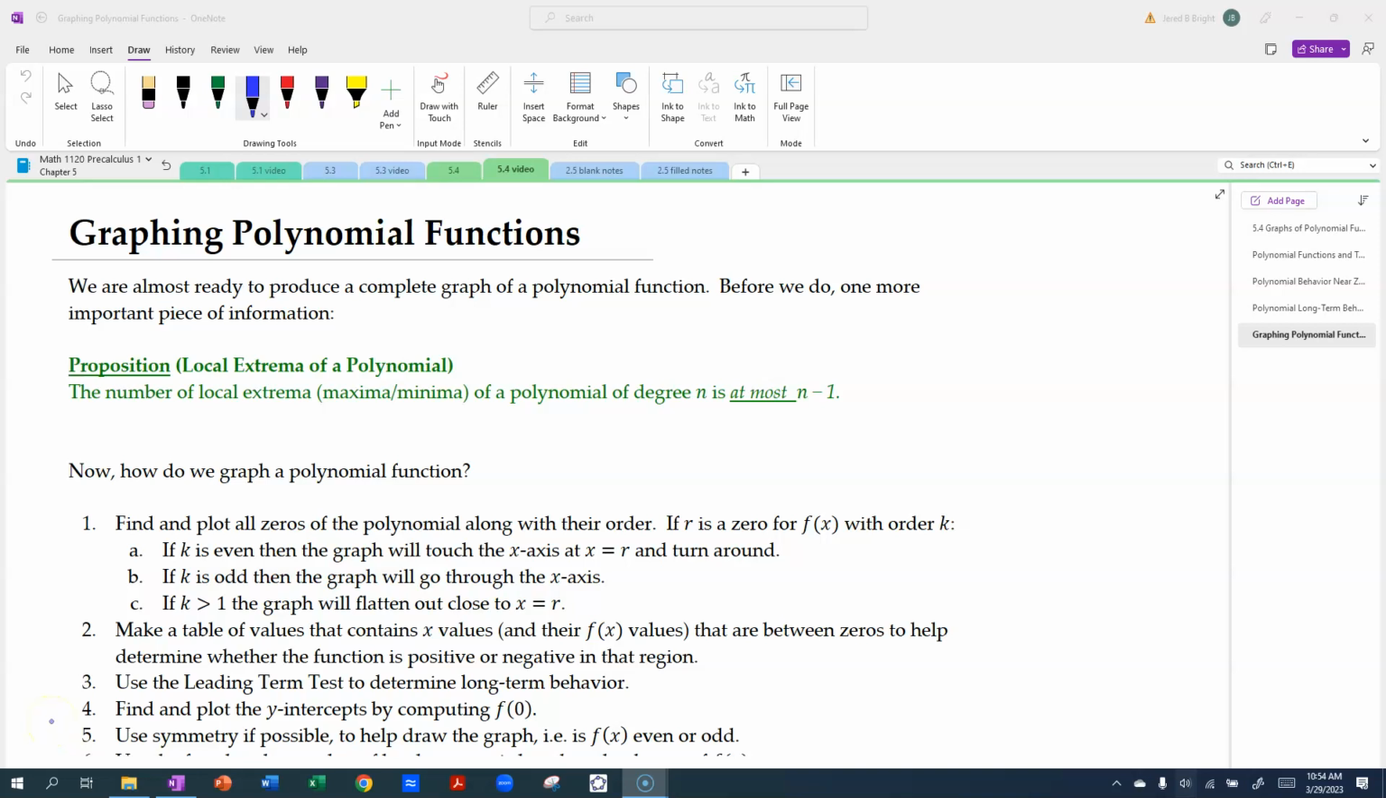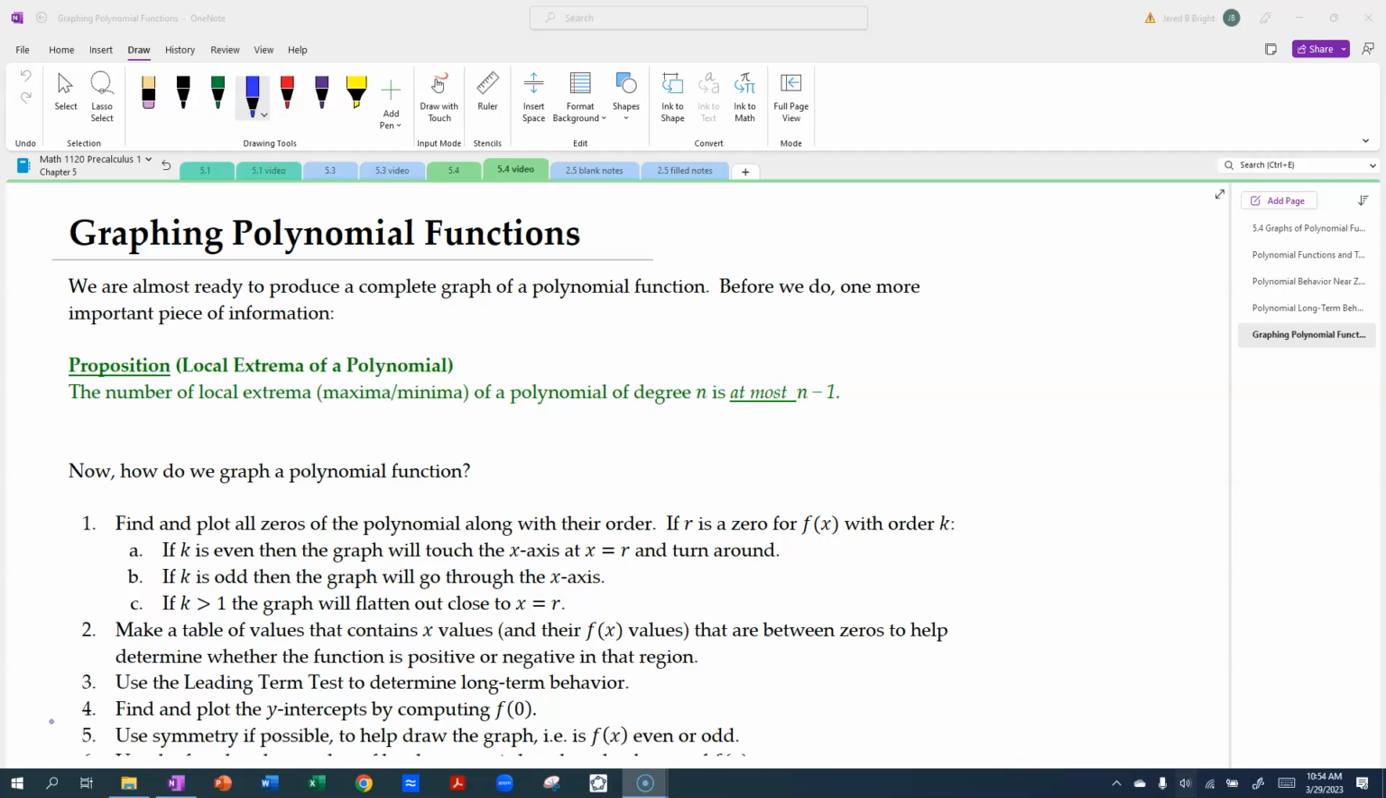All right, we have all the pieces, well, almost all the pieces to be able to graph a polynomial function. The last thing that we just need to be aware of is an important property talking about the local extrema of a polynomial. When I say extrema, remember that encompasses local mins and local maxes. If we have a polynomial of degree n, then at most we have n minus 1 local extrema.